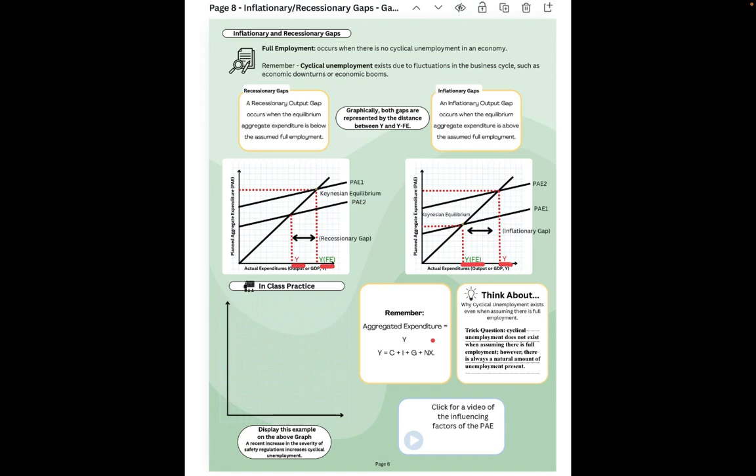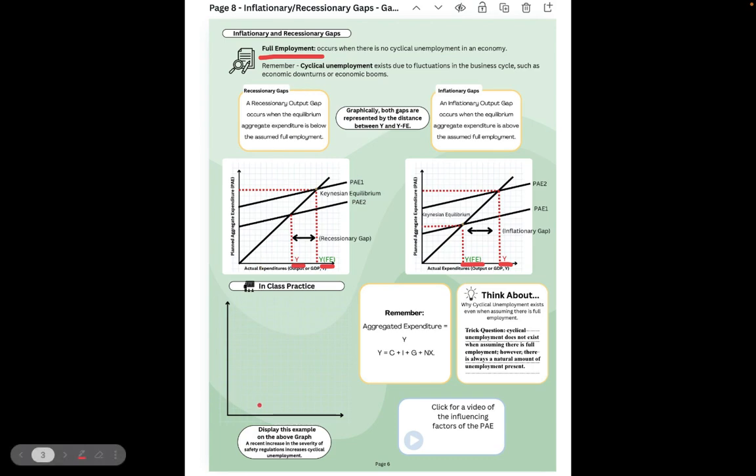So, why does cyclical unemployment exist even when there's full employment? This is kind of a trick question. Cyclical unemployment does not exist when assuming there is full employment. However, there's always a natural amount of unemployment present. For full employment to be assumed, there is no cyclical unemployment, because cyclical unemployment is the idea that there is a recession or recessionary gap or inflationary gap causing unemployment, and full employment assumes that we're not currently in a recession or in an economic boom.